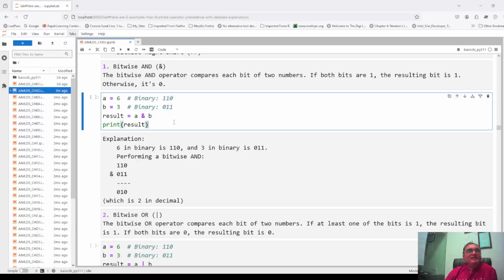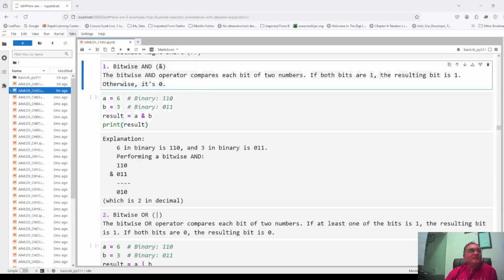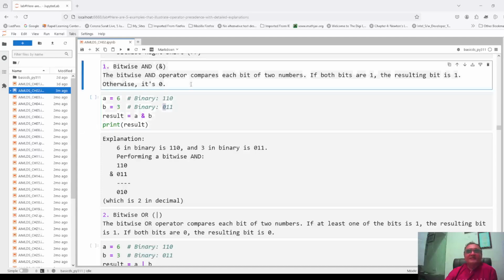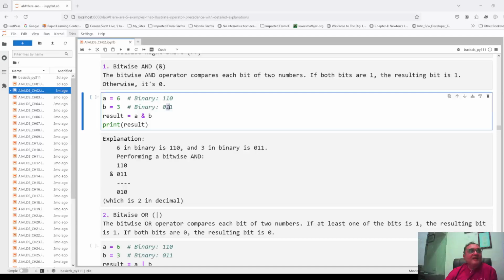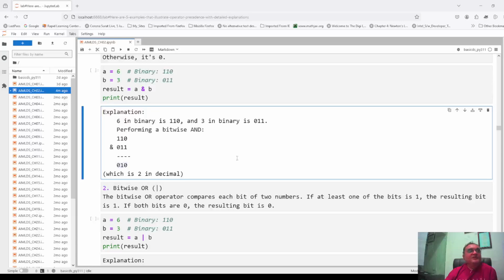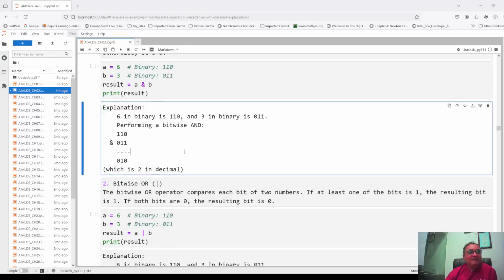Okay. So in that case, obviously, what will happen? If both bits are 1, then the resulting bit is 1. Otherwise, it is 0. So 1 and 0, then the resulting bit is 0. 1 and 1, then the resulting bit is 1. And this 1 and 0, then the resulting bit is 0. So only the middle bit will be 1. So what will be the answer? The answer will be 0, 1, 0, after doing bitwise AND between these two binary numbers, that is 6 and 3 actually.